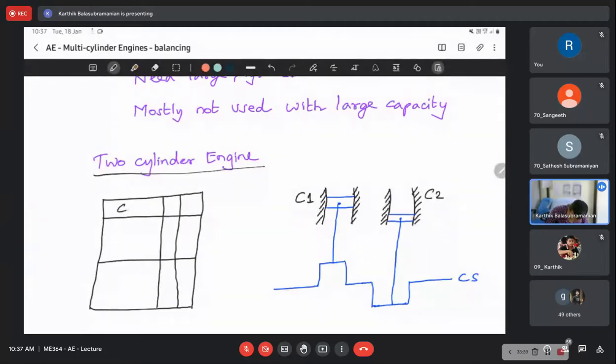So now let's say cylinder 1 and 2. Okay, cylinder 1 and 2. I'm calling it revolution 1 and revolution 2.